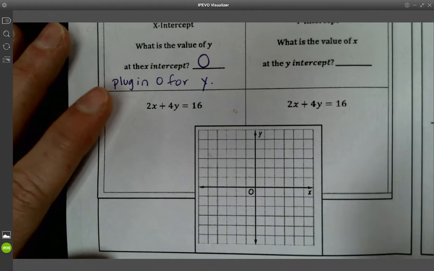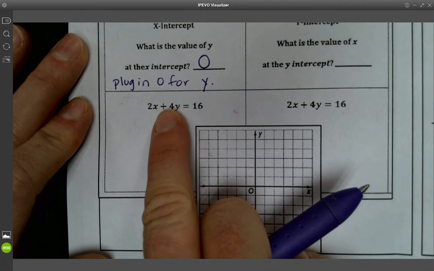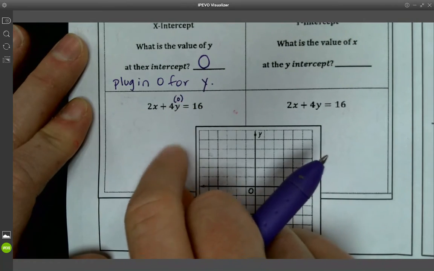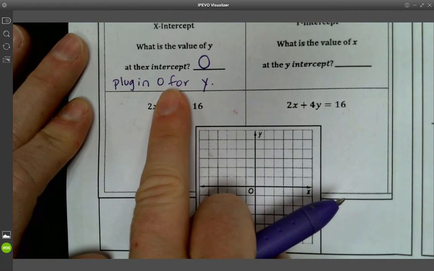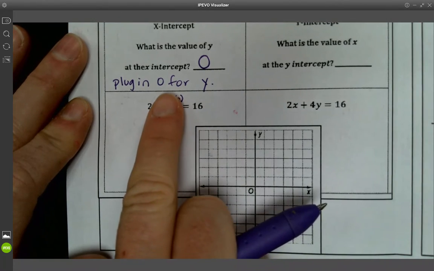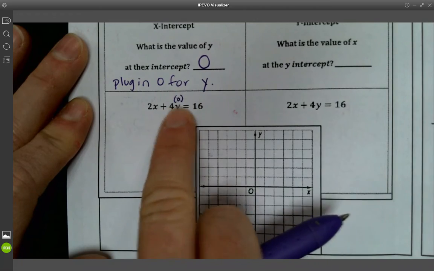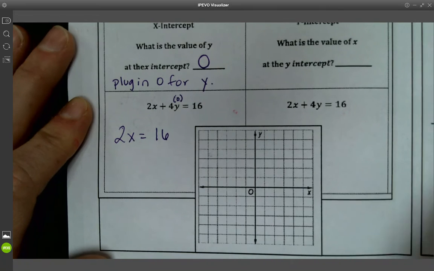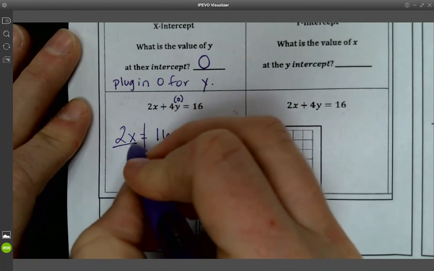But the neat thing about this is if I plug in a 0, that's going to be 0, because 4 times 0 is 0. So that's going to basically wipe clean. It's going to be covered up. And look what's left. See how it says 2x equals 16? This is going to 0 out and just leave 2x equals 16. And we can solve it like that. We're solving for x now.